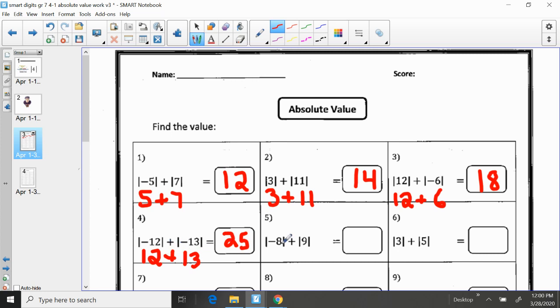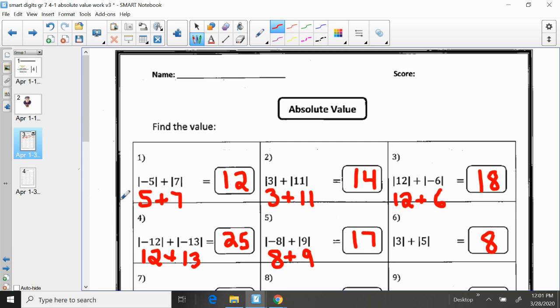Then we move on. Absolute value of -8 plus the absolute value of 9. I will wait for your answer. No, I won't, because I can't hear what you're saying. But the answer is 17, because the absolute value of -8 is 8 plus the absolute value of 9, which is 9. 8 plus 9 is 17. And then absolute value of 3 plus absolute value of 5. The answer is 8. And you know why? Because the absolute value of 3 is 3, plus the absolute value of 5 is 5, and 3 plus 5 is 8.